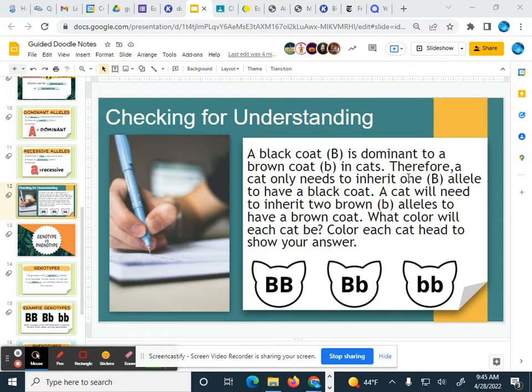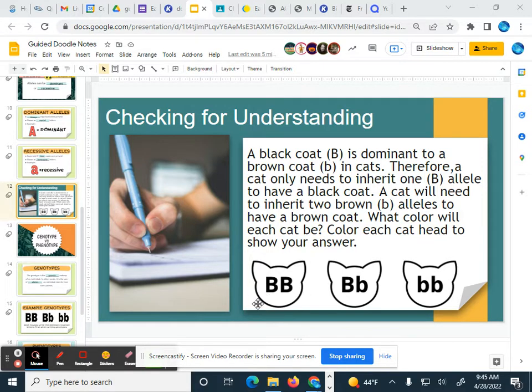All right. So remember the rules. If you have at least one dominant allele represented by one capital letter, the dominant trait will be expressed. If you have no dominant allele present, and the converse is you will then have two recessive alleles present, the recessive trait will be expressed. Okay? So let's practice what we just learned.